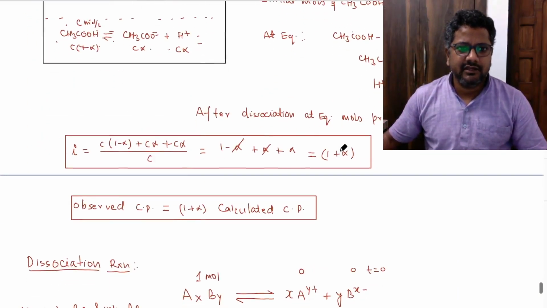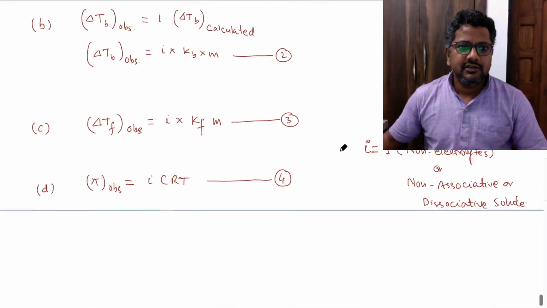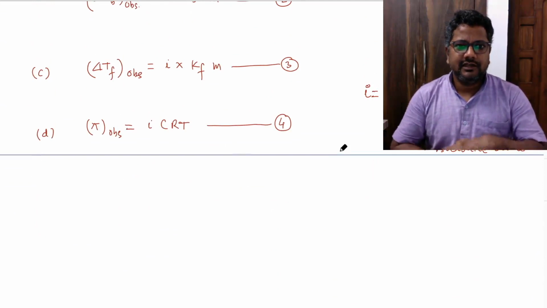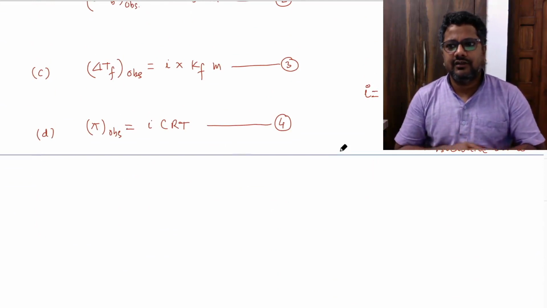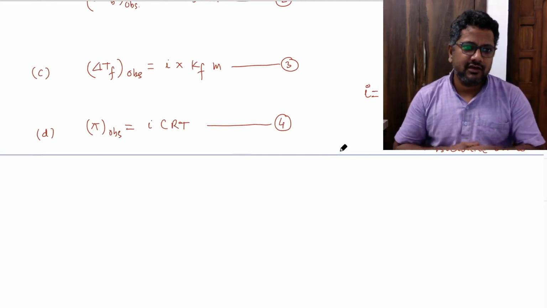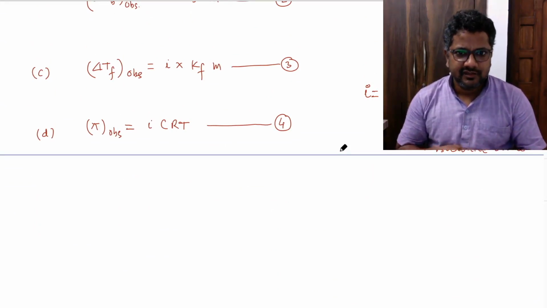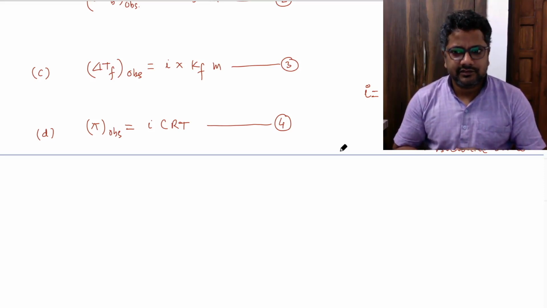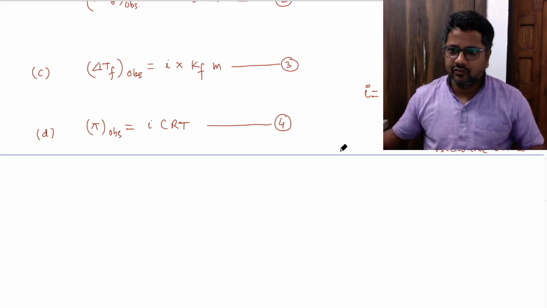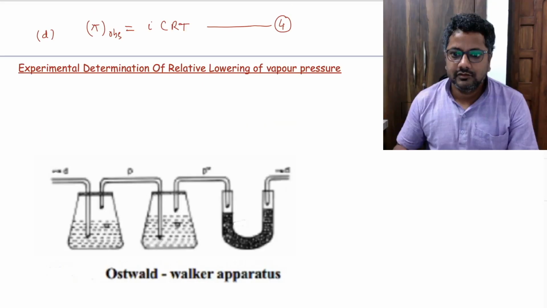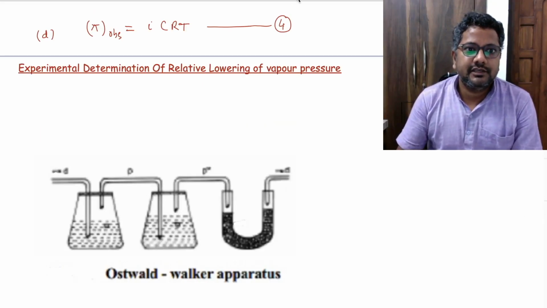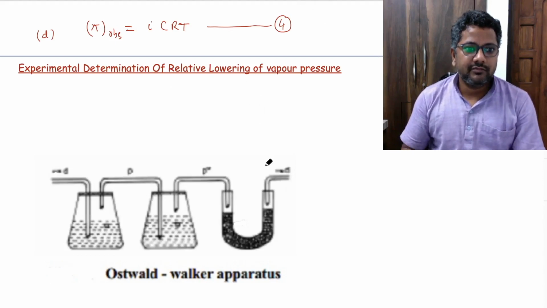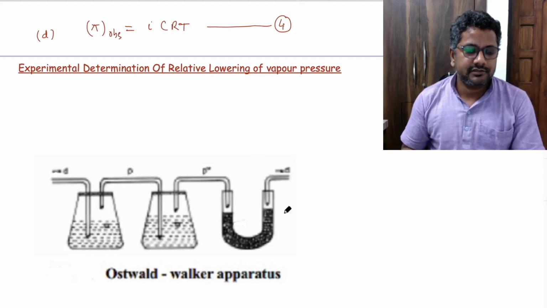I have explained each and everything, right? So one more point is left, that is the experimental determination of relative lowering in vapor pressure, Ostwald and Walker's process, that I will discuss in this lecture, and then the problems and your chapter is over. See, this is the experimental determination of relative lowering in vapor pressure by Ostwald and Walker's method.